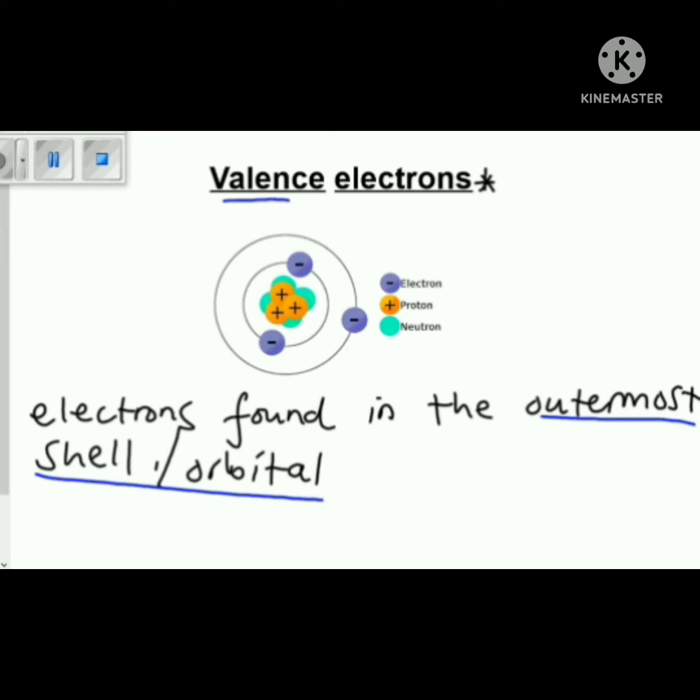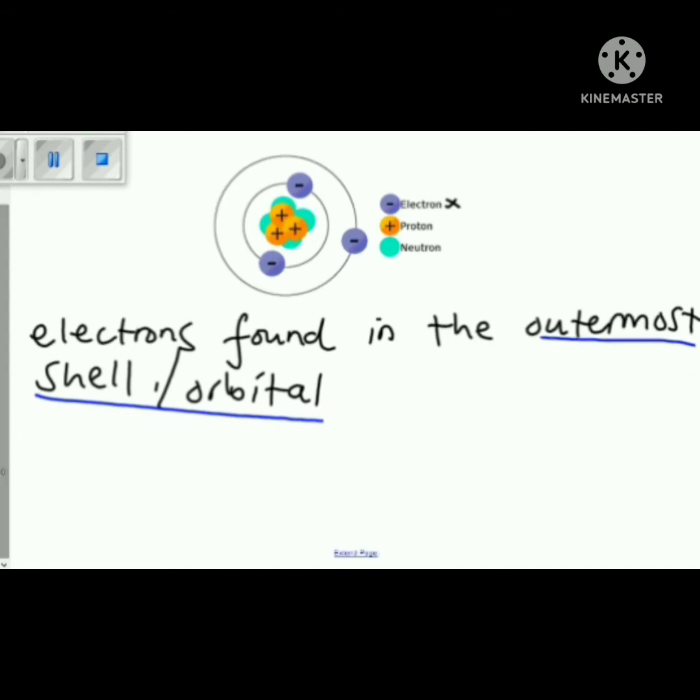Remember last time we discussed what a shell is in an atom. We discussed that a shell is this orbital, these round-like structures which are surrounding the nucleus. In the orbitals we get the negative charges, which are the electrons. So now we know exactly what is contained within those orbitals, we can determine the valence electrons.